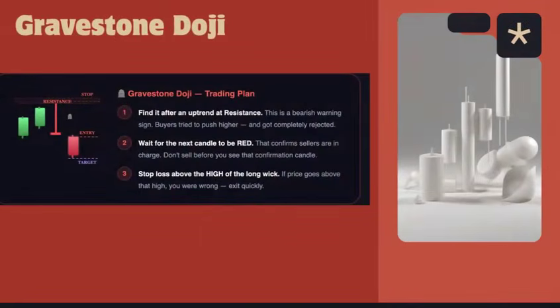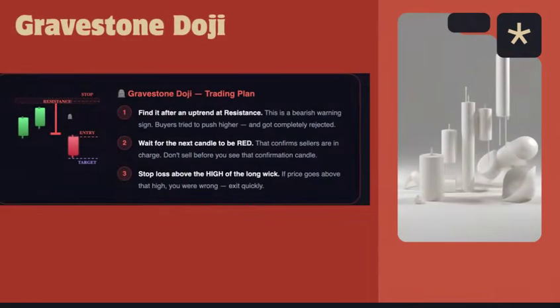Gravestone doji. Buyers push price aggressively higher during the session, all the way up to the high. But by the close, sellers had completely rejected that move and pushed price right back down. That long upper wick signals seller takeover. This is a gravestone. This is a bearish warning signal.